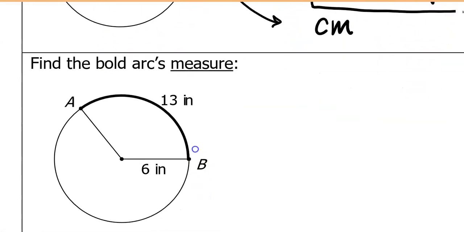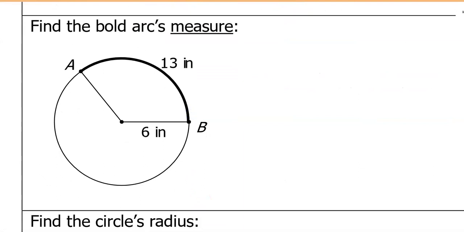Okay. For the second one, I'm going to try the other version of the formula. So again, I'm just going to copy exactly what it is. Arc length over the full circumference equals my degrees out of 360 degrees. And then we look carefully and we see what we have. So 6 inches, that's the radius of the circle.